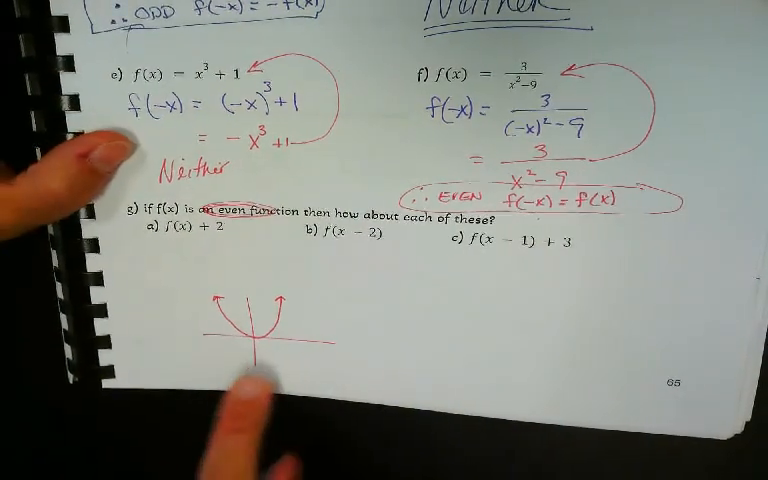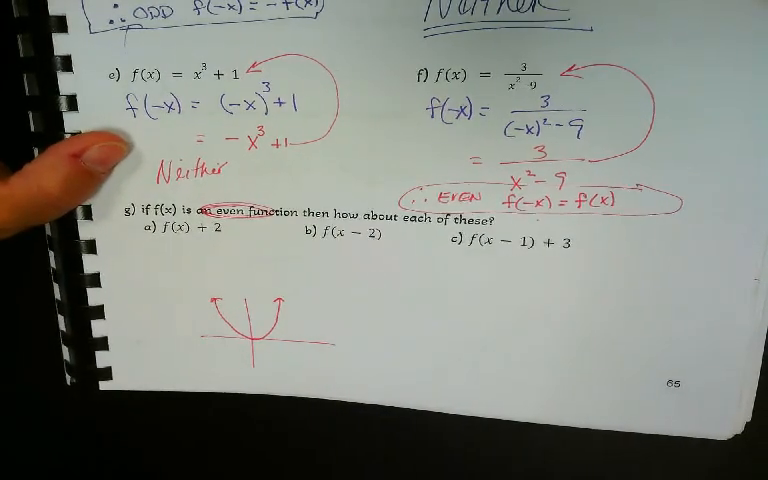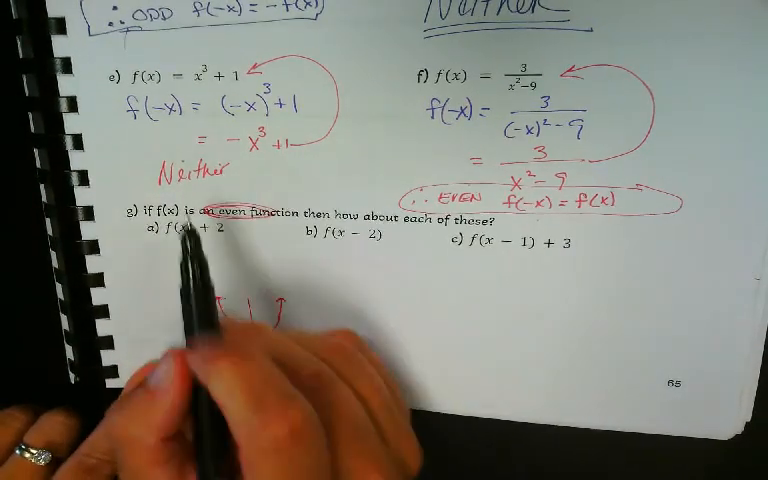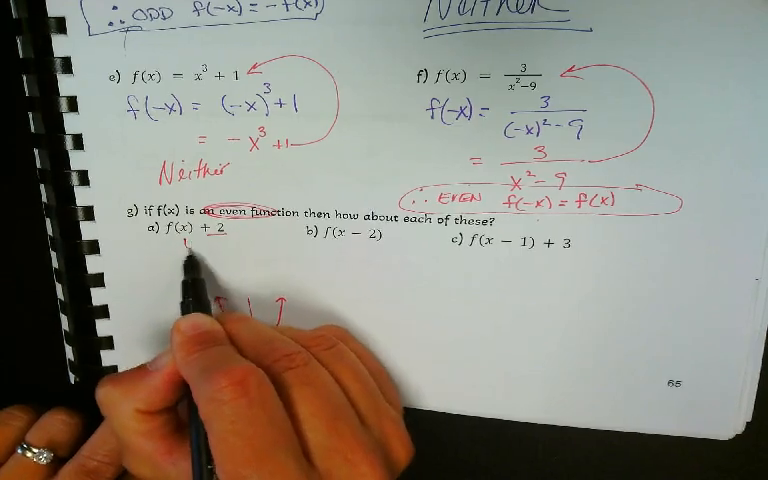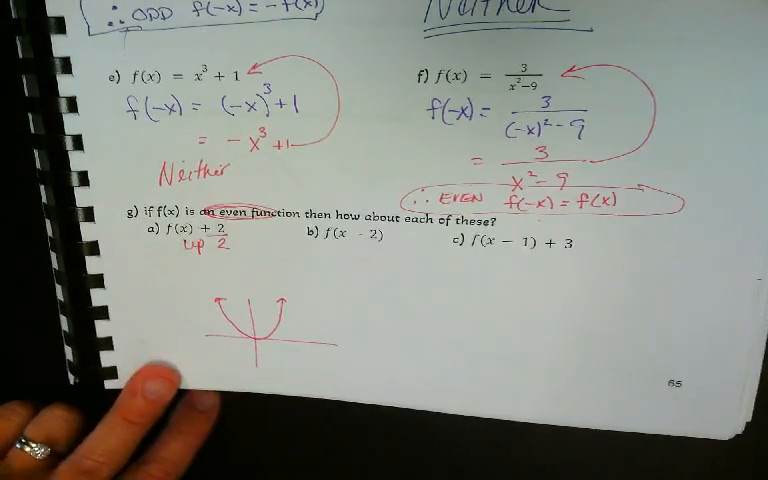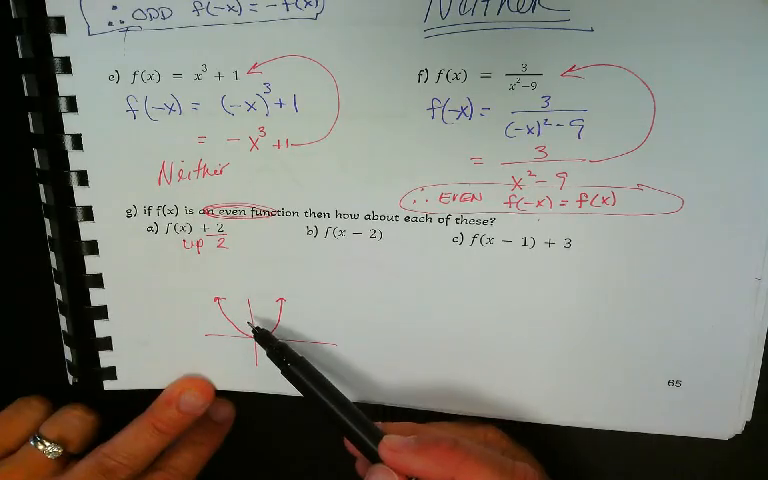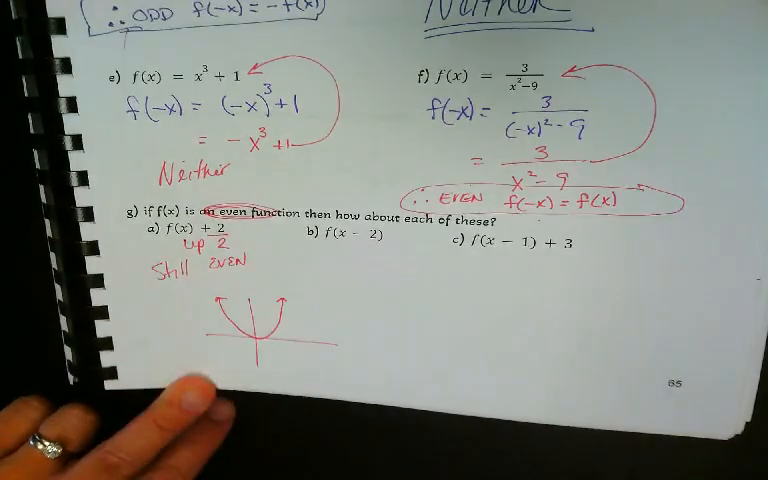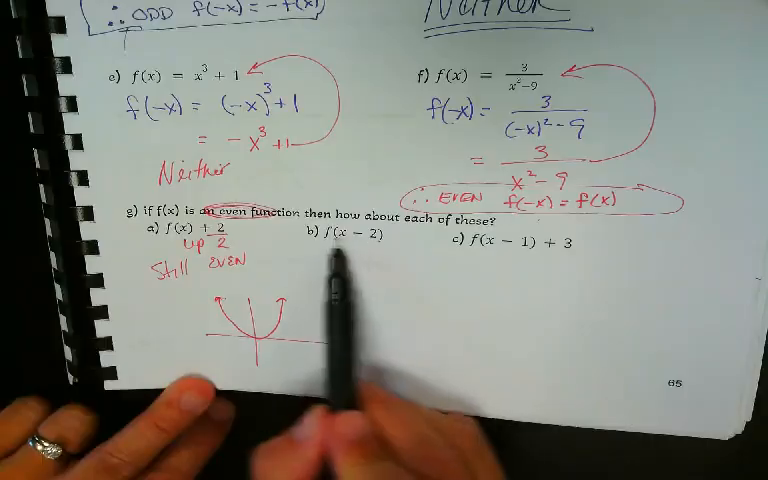Okay, so you're picturing an even function. So that might be a good one to start with. Make a quick little sketch for yourself. Something even, something symmetric to the y-axis. Where is graph A taking us? Up 2. If I shift this up 2, does that change my symmetry? No. So I'm going to put still even. Okay. What if I shift it down 2? Still even.